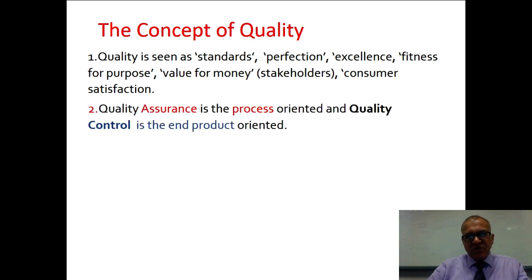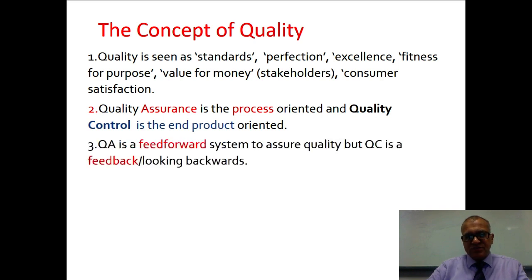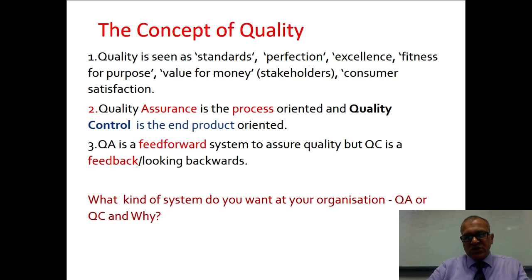Quality can be seen from the angle of quality assurance and quality control. Quality assurance is more process oriented, and quality control is more focused on the end product. Quality assurance is a feed forward system which ensures that whatever you're doing is done in such a way that the outcome is right. On the other hand, quality control is a feedback system, looking backward, where you check at the end whether the product is right or wrong. Look at what kind of system you want at your organization. Do you want quality assurance or quality control, and which one and why?